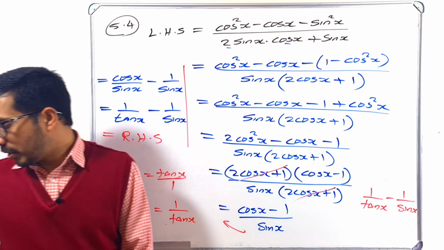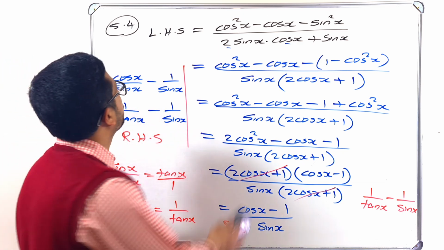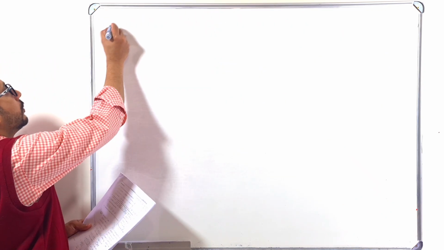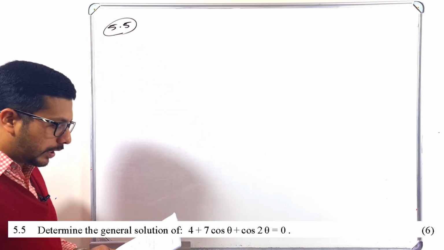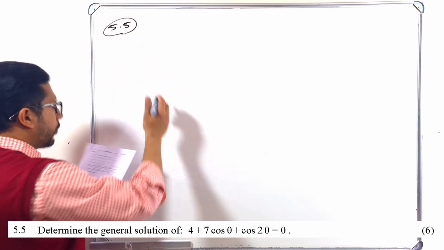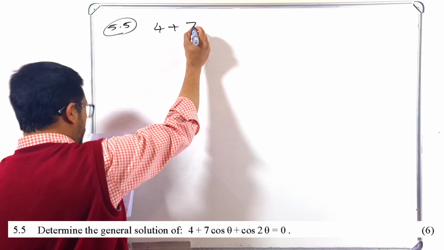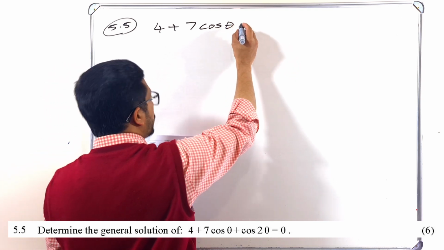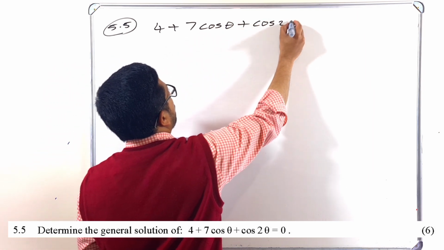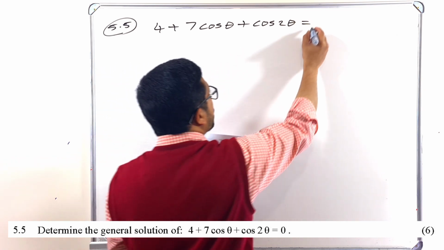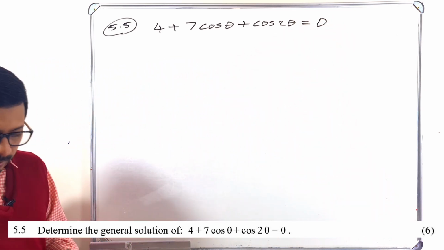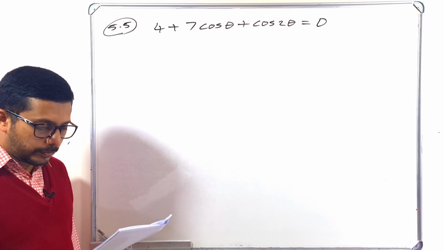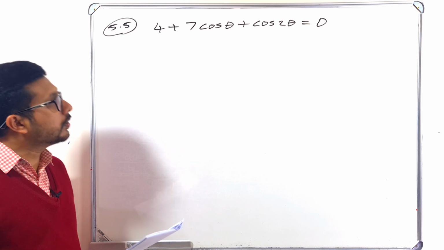Now let's move to the next question, question number 5.5. What is that question? Determine the general solution of 4 plus 7 cos theta plus cos 2 theta is equal to 0. So the question is, you have to find the general solution of 4 plus 7 cos theta plus cos 2 theta is equal to 0.